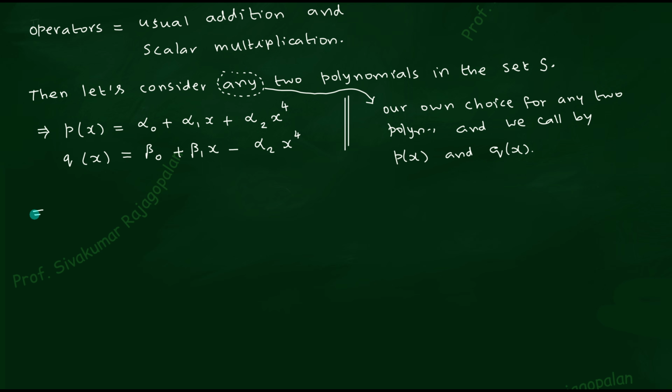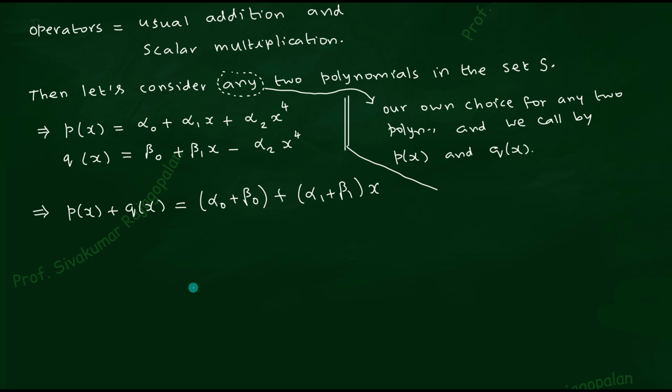So let us add them. p of x plus q of x. If you add them, these two things will get cancelled. I get alpha naught plus beta naught, then plus alpha 1 plus beta 1 into x, and that's it. So what is this one? This is a polynomial of degree 1.